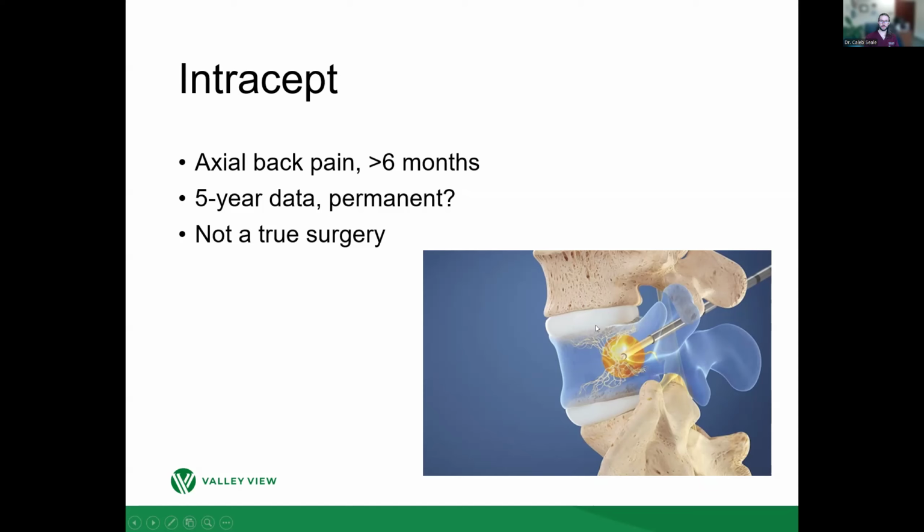The cool thing about this procedure is that it has 5-year data. And so in the pain world, most modalities that we have are rather temporary, 3, 6, 9, maybe 12 months. Well, with Intracept, it has 5-year data. And that's only because that's when the study stopped. They have since started following those people who were in the initial trial, and will hopefully be releasing that data in the next couple of years. But it does seem as though that nerve does not grow back like it does for the facet joint or the radiofrequency ablation for the joints of the back. Again, this is not a true surgery. There's no incisions or suturing that's needed.